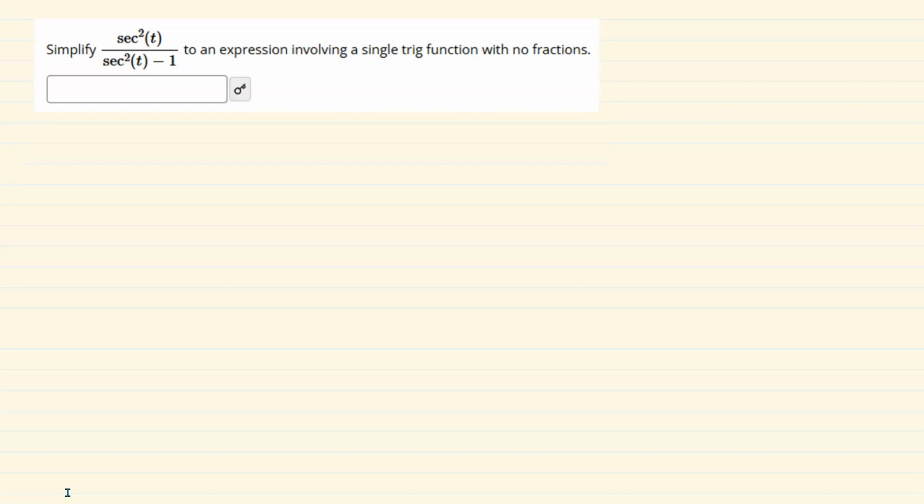A common trig identity that kind of looks like the denominator is the Pythagorean identity. The following Pythagorean identity you may be familiar with. That is secant squared of t is equal to tangent squared of t plus 1.